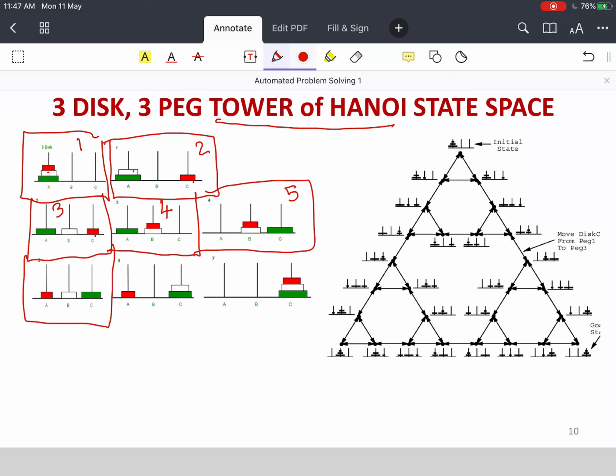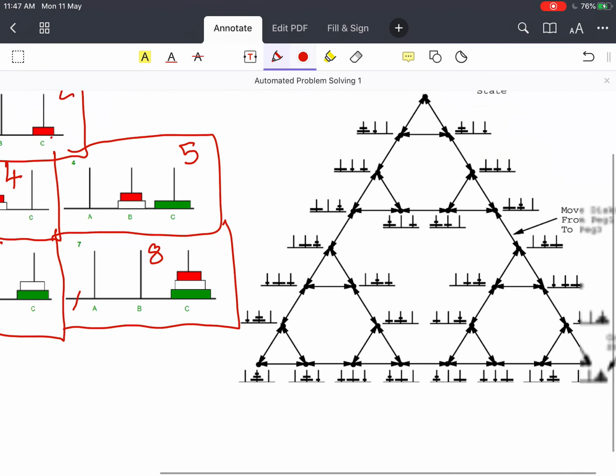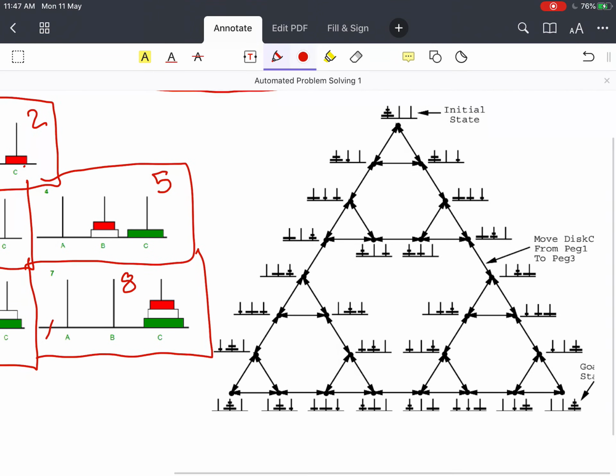my 6th configuration. Then from the 6th configuration I take the white onto the green, I get my 7th configuration, and then finally I get my 8th configuration. So from 1 to 8 in 7 moves I can go. But this is just one sequence. I could have applied many other sequences, and this diagram, as you can see, gives me a description of the whole state space of the 3-peg, 3-disc Hanoi problem.